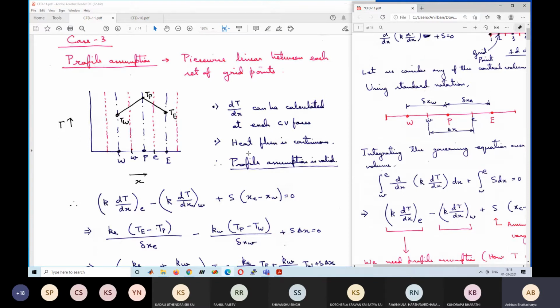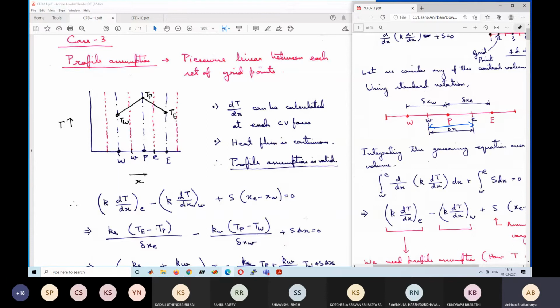So this profile assumption is valid, and based on it, we have written this derivative k dT/dx at east as ke into Te minus Tp by delta xc. Similarly, on the west face, we can write k dT/dx at west as kw, the k at this small point, into Tp minus Tw by this distance between P and W, which is delta xw. Plus S into delta xc minus sw is delta x. So this distance.